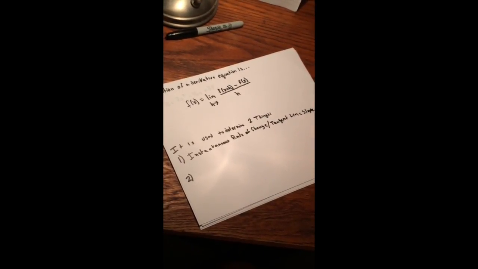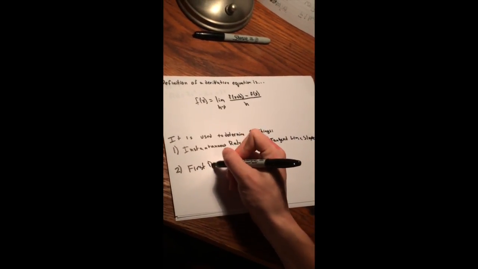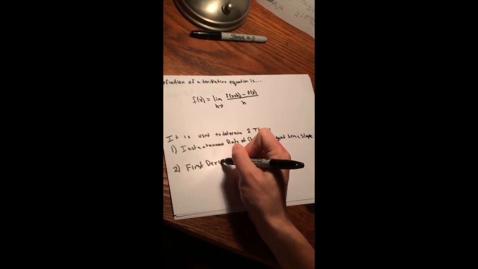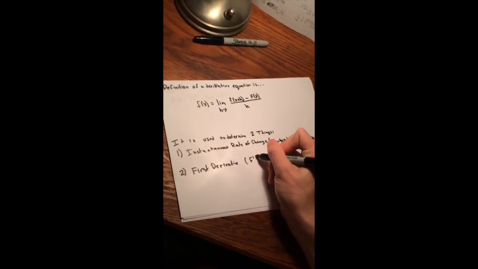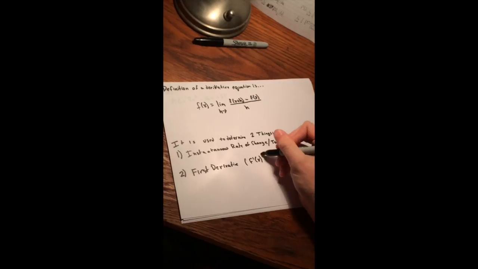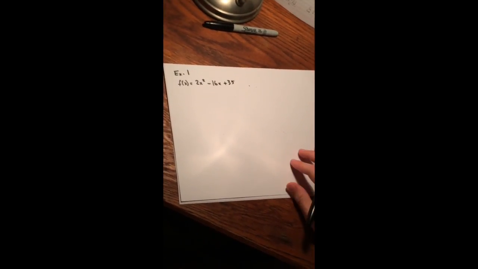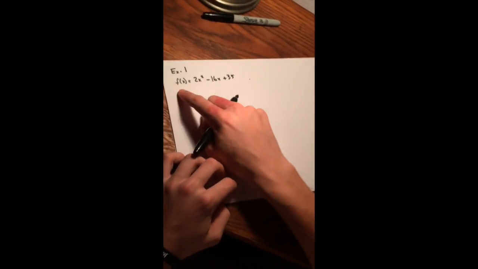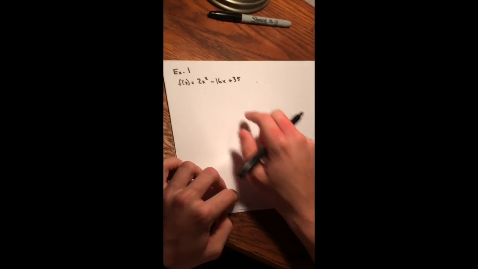The other thing that it is used for is the first derivative, and that is f prime of x. Okay, so we're going to do two examples. First example, we see f of x equals 2x squared minus 16x plus 35.